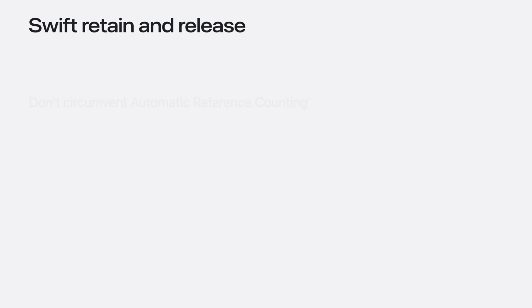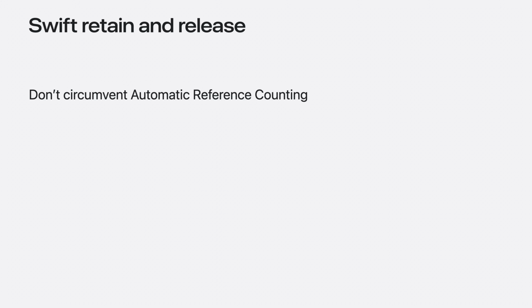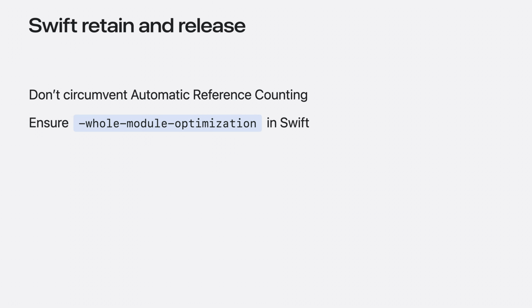Besides weak and unowned, sometimes automatic retain and release calls can show up as a profiling hotspot. While it might be tempting, don't circumvent ARC. There are better solutions than using unmanaged pointers or moving performance-sensitive code to a memory-unsafe language. Make sure whole module optimization is enabled, as it can reduce overhead by allowing more inlining. Also, profile and look for generics that may need explicit specialization.